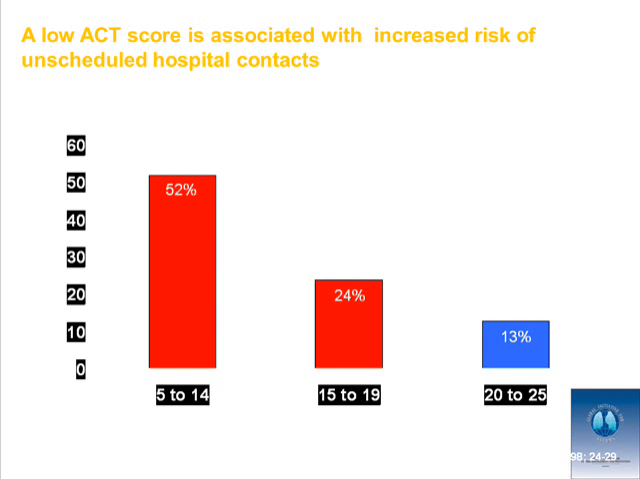This is another study done in Hong Kong by Christopher Lai, which looked at patients' ACT score and correlated it with the risk of unscheduled hospital contacts in the past year. So this was like a retrospective correlation. And again, they found the same thing. Patients with a low ACT score, high chance of hospital contact in the previous year. Whereas good ACT score, low chance of hospital contact.